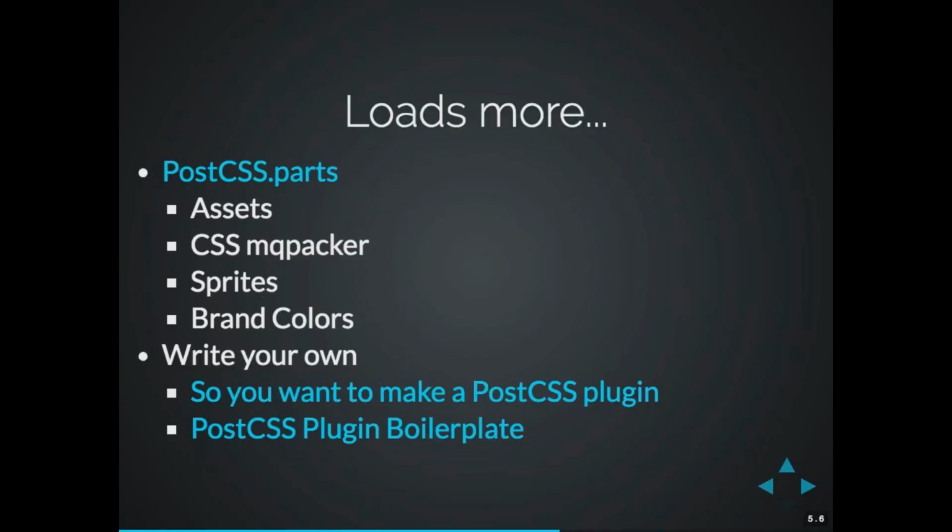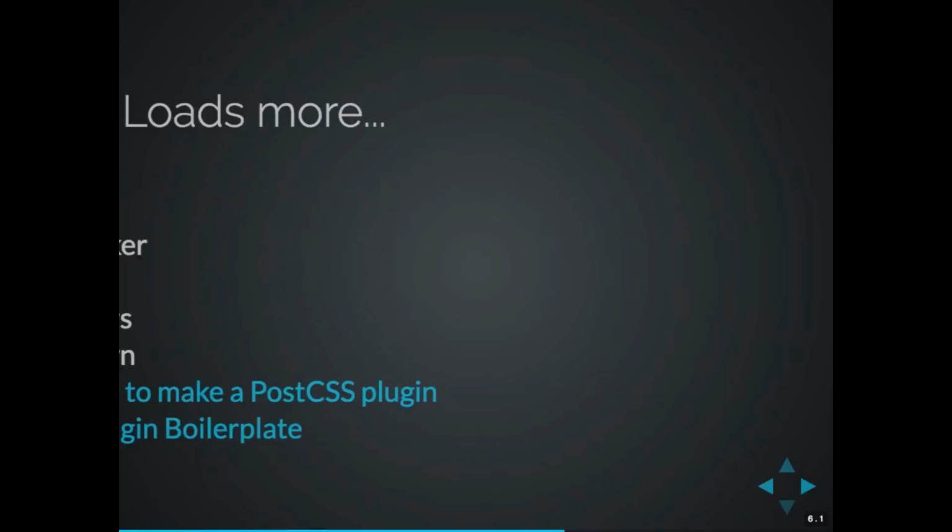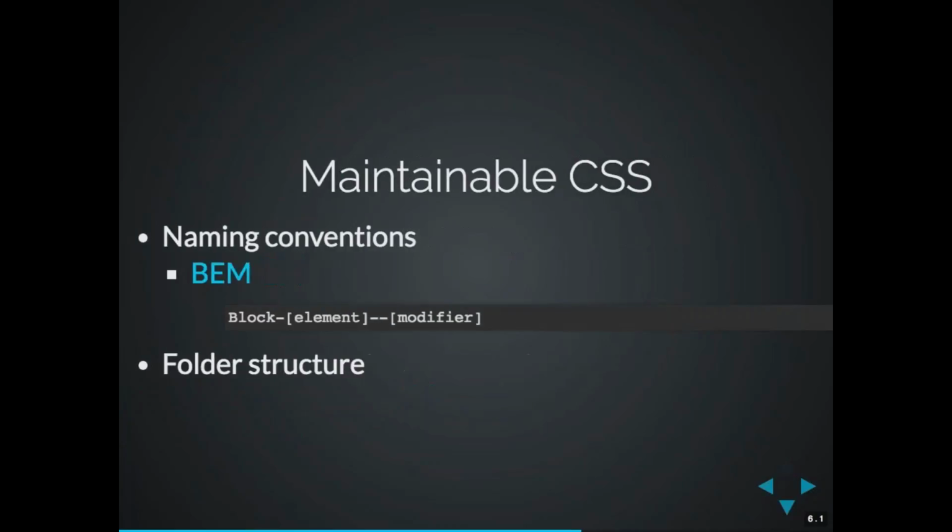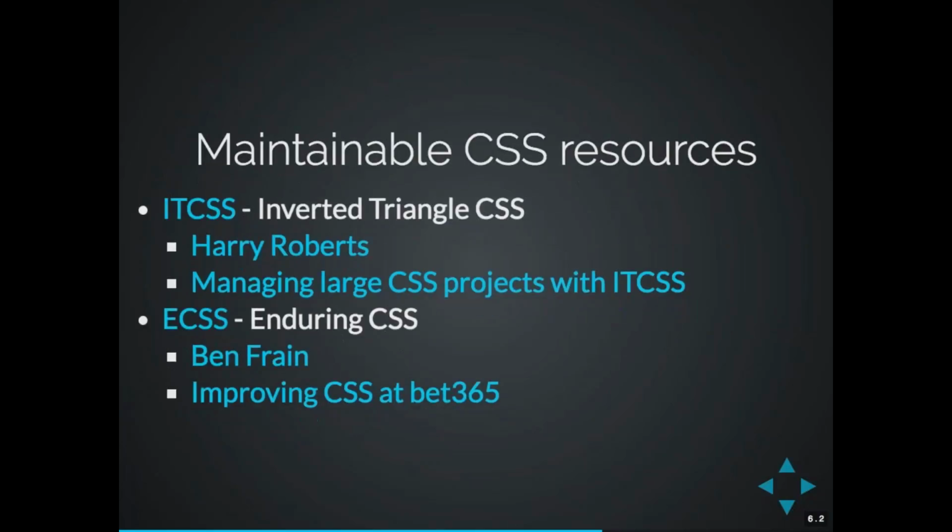I tend to focus on the ones that mean you don't have to use some custom syntax that's never actually going to make sense in CSS, even if it's future CSS. You can write your own plugins as well. You can use it to help you maintain your CSS, so things like naming conventions and folder structure. There's a few there, I won't go through them all. There's a lot of things happening right now making CSS more maintainable. These are some of the good ones, I think.